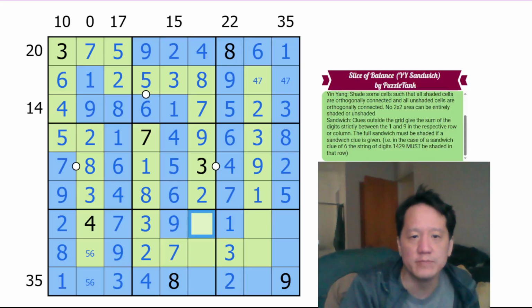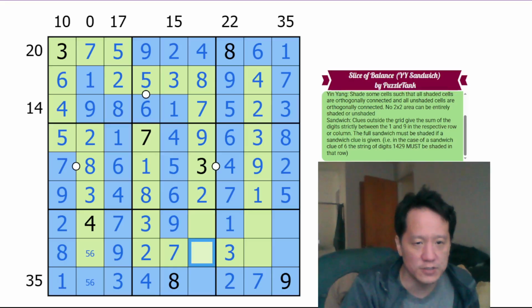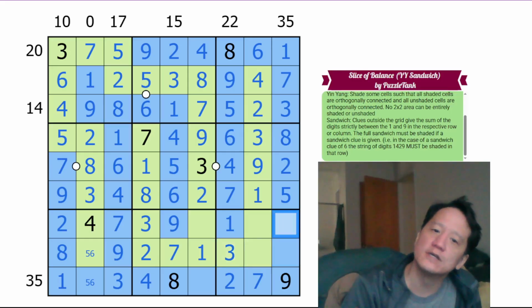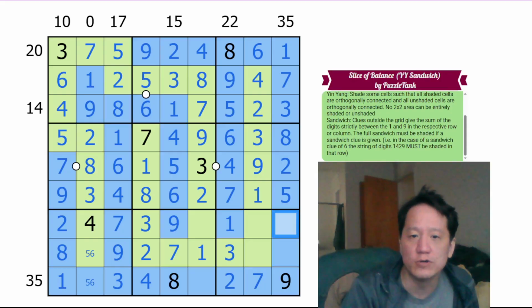We have in column 6, 1, 5, 6 remaining. This can't be 1, so this is 5 or 6, which leaves this as a 7. That eliminates 7 here, so it's 4 and 7. So we have 1, 5, or 6 here. 1 cannot be here, 1 cannot be here, so 1 is here. That leaves the remaining digits in column 9 as 4 and 6. 4 cannot be here because of 4 in the row, so this is 6, which makes this 4.